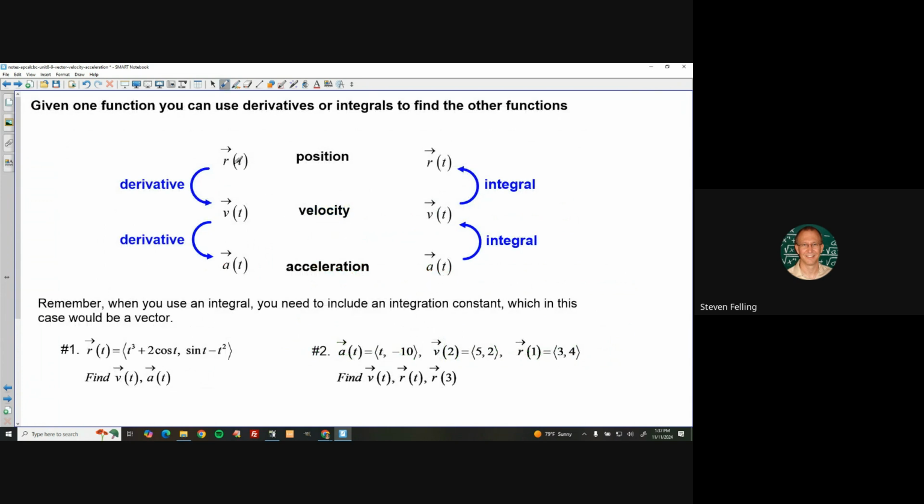All right, so if we have a position vector, we can take the derivative of that and get a velocity vector. And if we have a velocity vector, we can take the derivative of that and get an acceleration vector. And we can go the other direction. If we're given the acceleration, which we often are because those things are caused by forces, then we can take the integral of that to find the velocity vector and the integral again to find the position vector. So we're going to do a couple of examples here so we can see how this works.